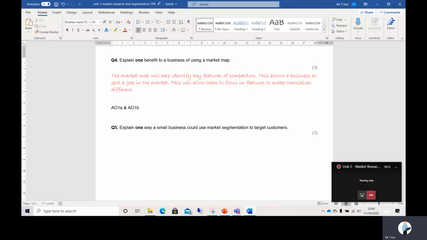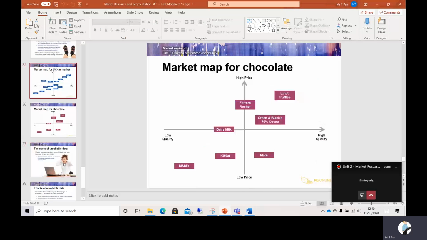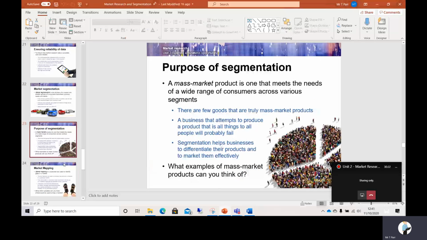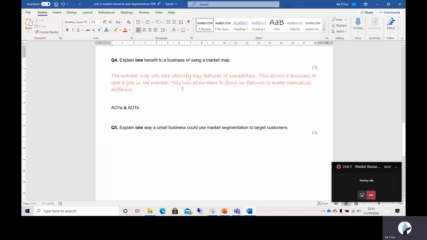Okay, so the last one, market segmentation. Right, 30 minutes, so let's try and wrap it up pretty quick. So if we go back into market segmentation, is when we're identifying key features of our customers and why we're doing it. So this is where it's probably good to use an example of how you could actually specify a particular market. So explain one way a small business could use market segmentation.